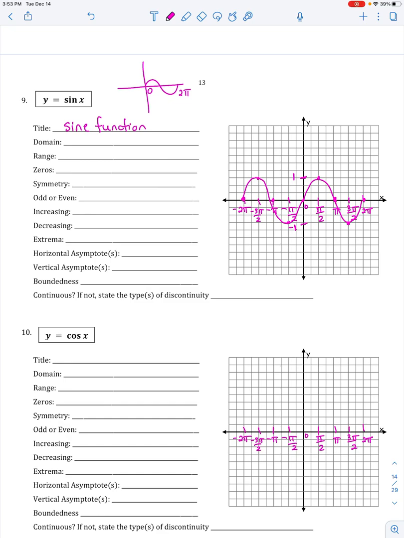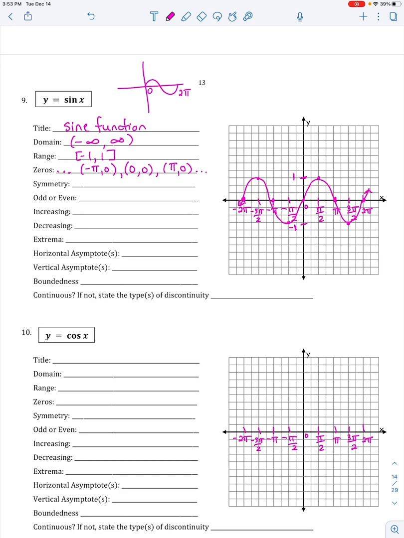So the domain, and there's arrows on the end, it keeps going. So the domain is negative to positive infinity. The range is negative to positive 1 inclusive. There are many zeros. In fact, there's an infinite amount. So I'm going to start with a dot, dot, dot. Negative pi comma 0 is a zero. So is 0, 0. So is pi, 0. And every pi radians, it hits 0 again.